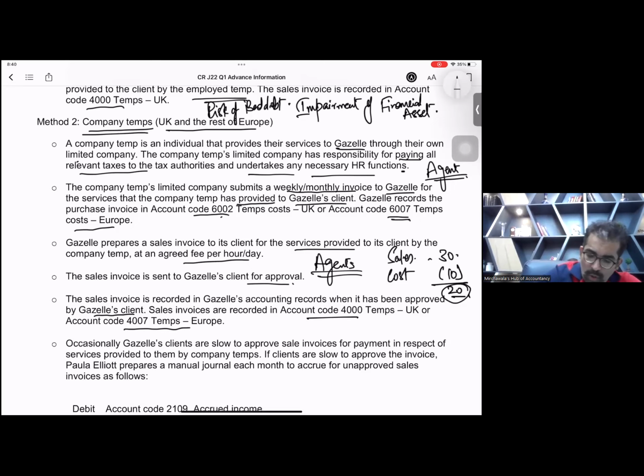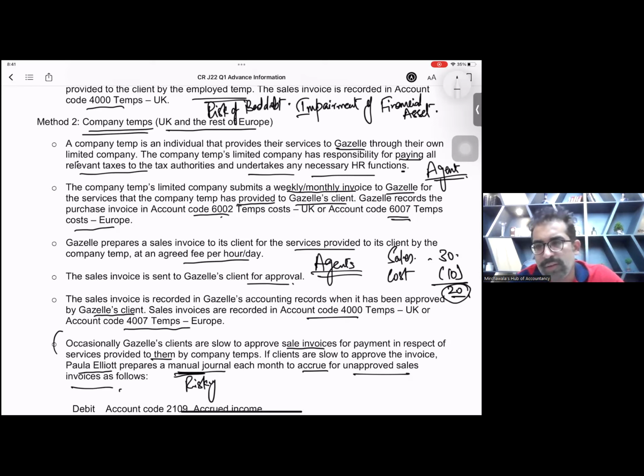Now, occasionally, ICAEW's clients are slow to approve sales invoices for payment in respect of services provided to them. Now, this is a risky thing. If clients are slow to approve the invoice, Paula prepares a manual entry each month to accrue for unapproved sales invoices. See, this is a risk. When we see that the client is very busy and not replying, we make the entry.